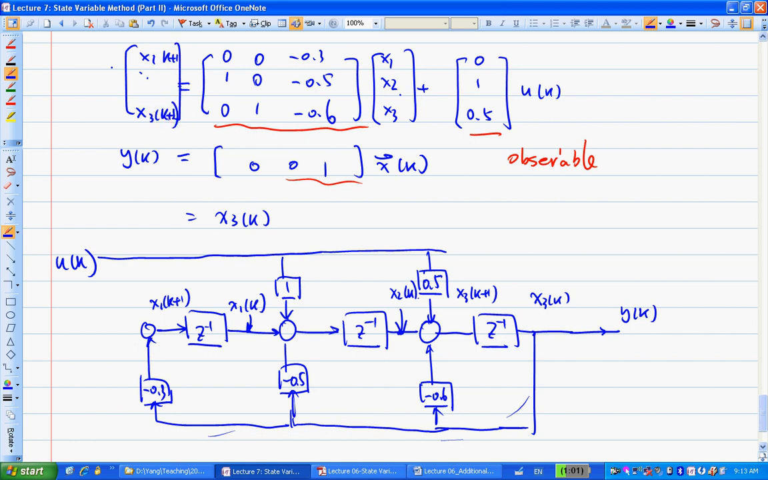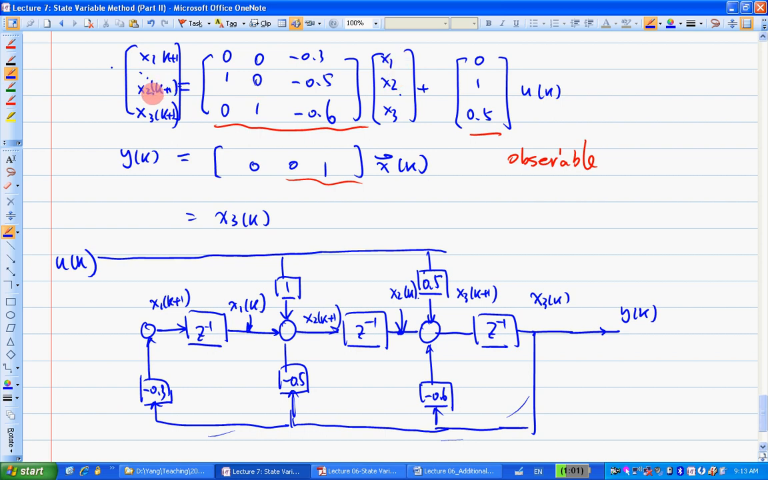Okay? Yeah. So this satisfies this one here. What about this here? This is x2 of k plus 1, right? So x2 of k plus 1 will equal to this signal, x3 again. Where's x2? x2 is here, right? It's a little bit embedded.